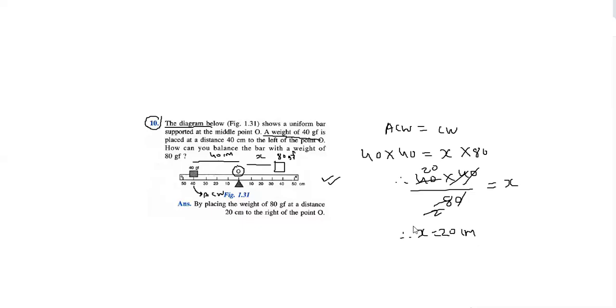So where will we place the load of 80 GF? At 20 centimeter on the right side, because that will balance it, right? So that's the answer also. It says by placing the weight of 80 GF at a distance of 20 centimeter to the right side of point O. This is question 10.